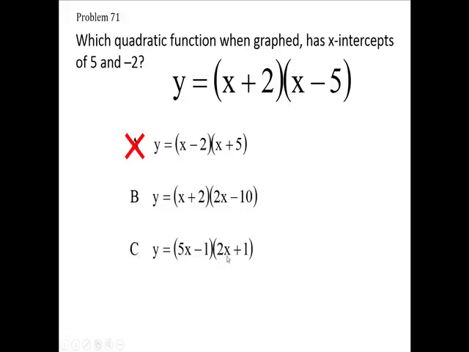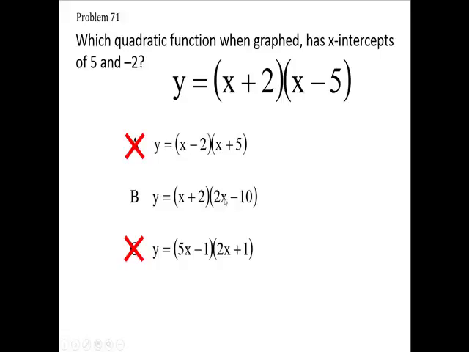Let's go with answer C and look at that one. Well, here you have 5x minus 1. Here you have x plus 2. Here you have 5x minus 1. Up here you have x minus 5. There's nothing you can do to this to make it look like that. Throw that out. It's not similar at all.